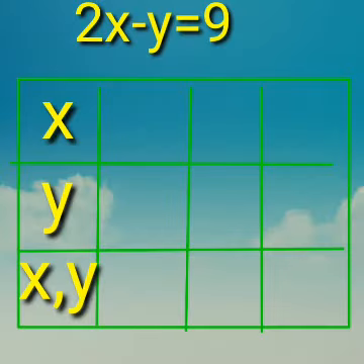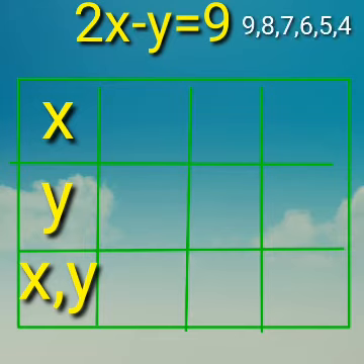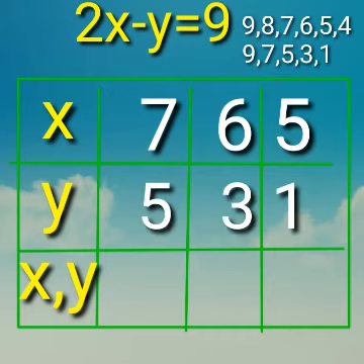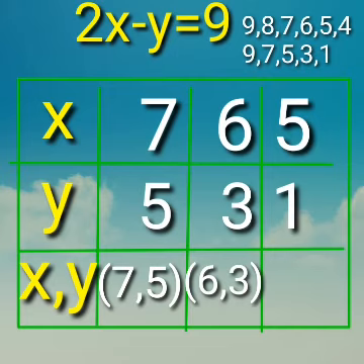Addition of coefficient of x and y is 2 minus 1, which is equal to 1. Constant 9 upon 1 is equal to 9, which is a big quantity. 9 minus y coefficient 1 is 8, 7, 6, 5, 4. And 9 minus x coefficient 2 is 7, 5, 3, 1. If we take the value of x as 7, 6, 5, then the y value is 5, 3, 1. Now last row is complete: 7, 5, 6, 3, 5, 1.